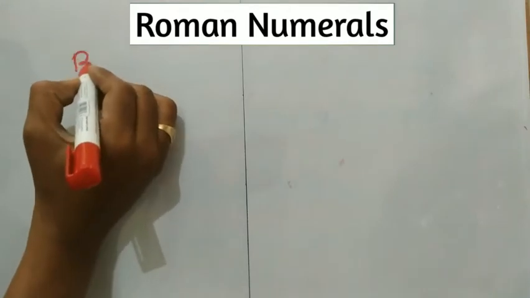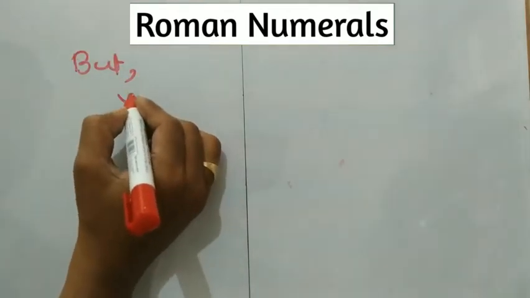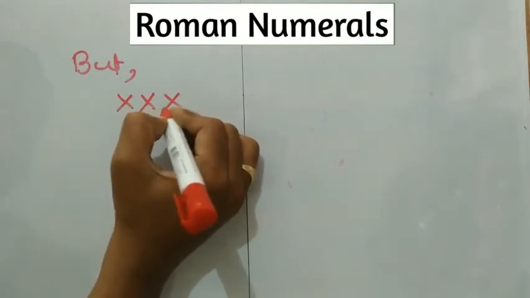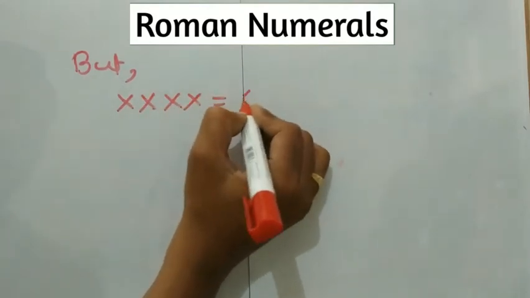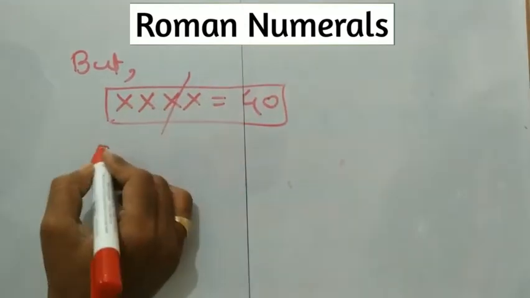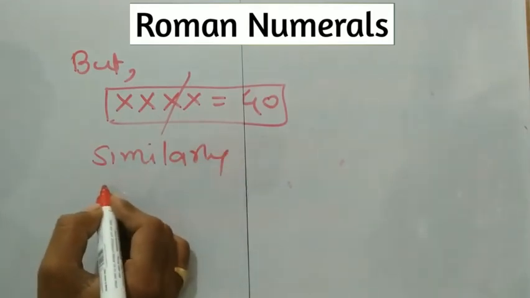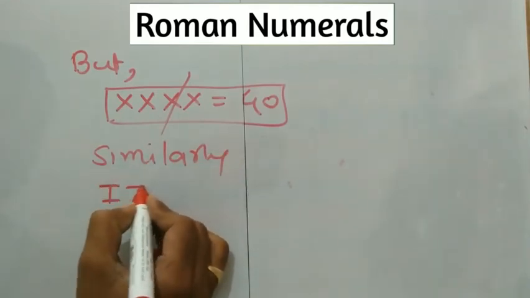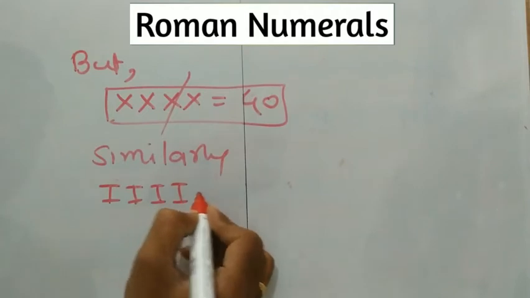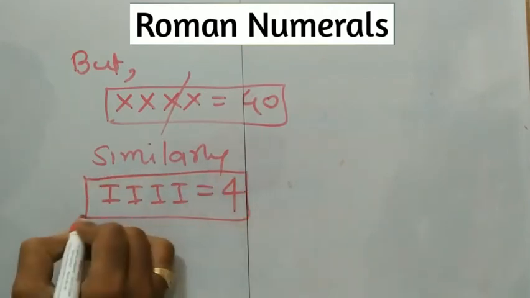But we cannot write X consecutively 4 times like this to get the value equal to 40. This is wrong. Similarly, we cannot write I consecutively 4 times to get the value equal to 4. This is also wrong.